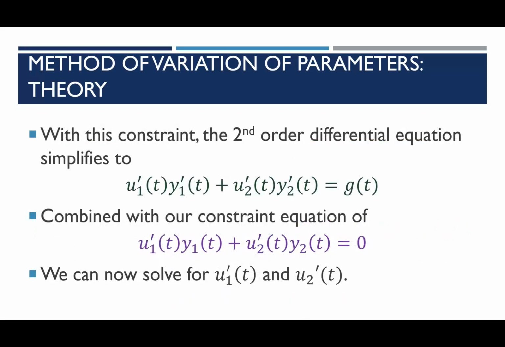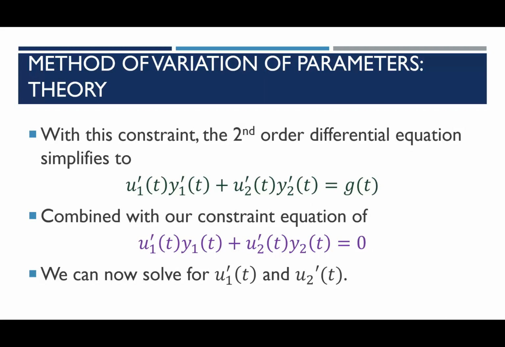So, with this constraint, the second order differential equation, we start with the whole a y double prime plus b y prime plus c y equals g, simplifies, and I'm not showing the work for this because I knew I wouldn't have a lot of time. It simplifies to just an equation that has first derivatives. Of course, it just has first derivatives in u's because we made the terms with first derivatives in y prime 0. So we just have first derivatives in u prime. So now I have 2 equations with 2 unknowns. My unknowns are u1 prime and u2 prime.